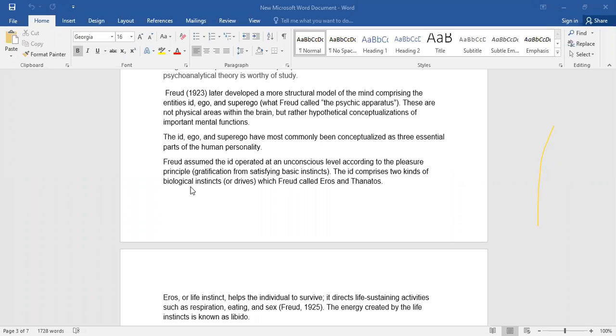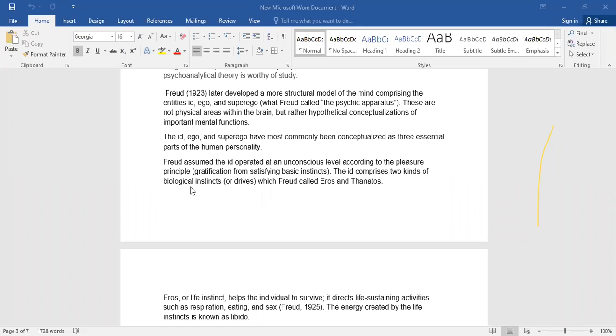These are not areas, but these ideas have been conceptualized, and these are the important functions which the brain performs. The id, ego, and superego have been commonly conceptualized as three essential parts of human personality. Now see that all these three have great influence on your personality. In other words, we can say that your behaviors play a vital role in the making, or shaping, of your personality.